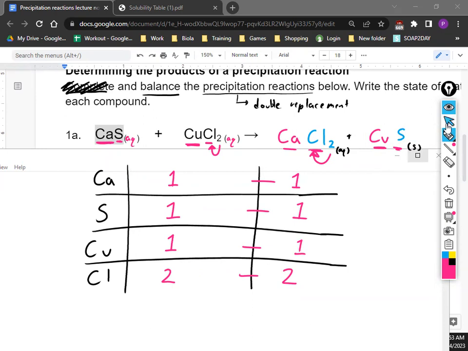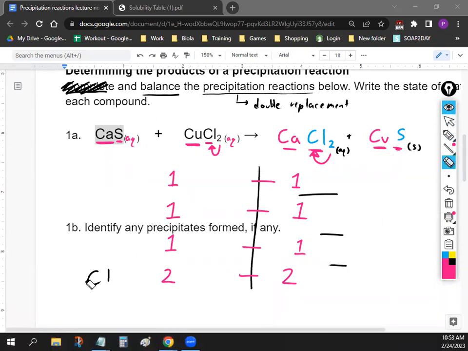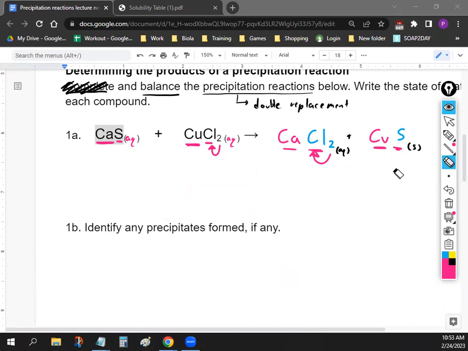Okay, let's answer the last part of the question. It's very easy. Identify the precipitates. Precipitates are just the solids that form, and there's only one solid, so this one right here, CuS, is going to be the precipitate.